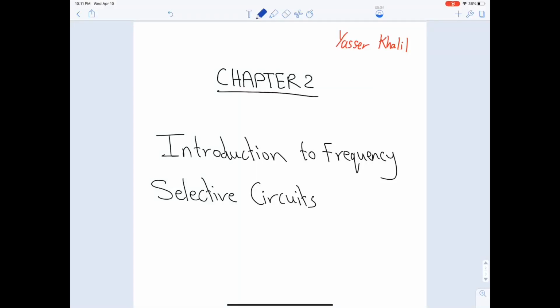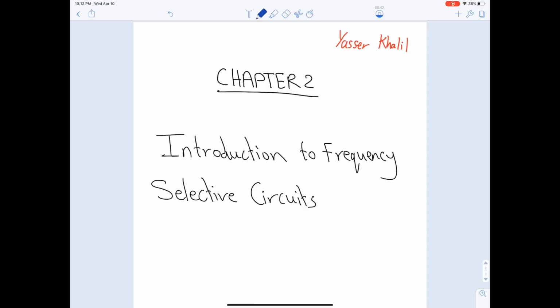Hello everybody and welcome to Chapter 2, Introduction to Frequency Selective Circuits. Now, what are frequency selective circuits? They are circuits that pass to the output only those input signals that reside in a desired range of frequencies. Many devices that communicate via electric signals, such as telephones, radios, televisions, satellites, and so on, employ frequency selective circuits.